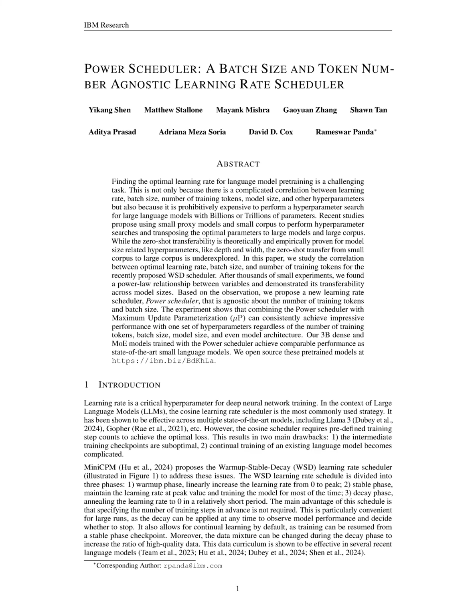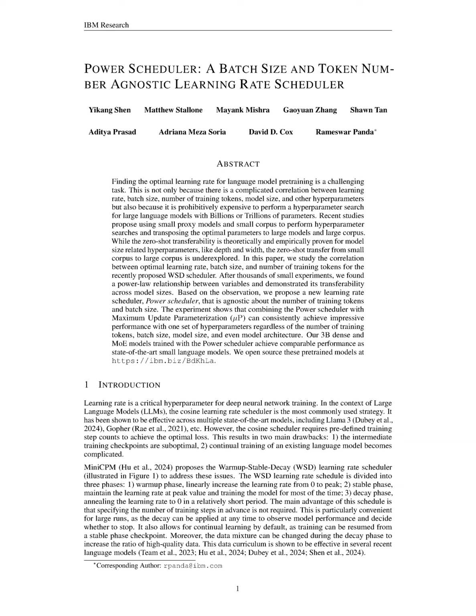The warm-up stable decay (WSD) learning rate scheduler aims to address two main issues associated with the cosine learning rate scheduler when training large language models (LLMs). The requirement for predefined training step counts and the resulting suboptimal intermediate training checkpoints. The cosine scheduler's reliance on predetermined steps complicates continual training and can lead to inefficiencies, as the model may not perform optimally at intermediate checkpoints.